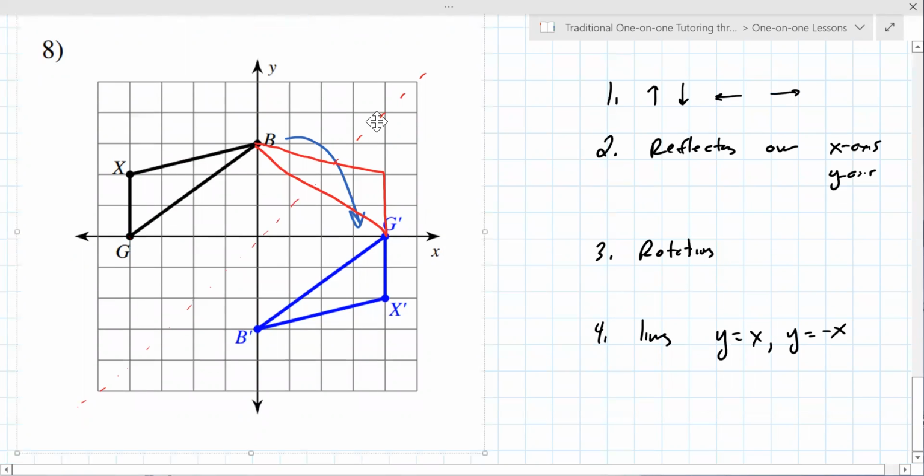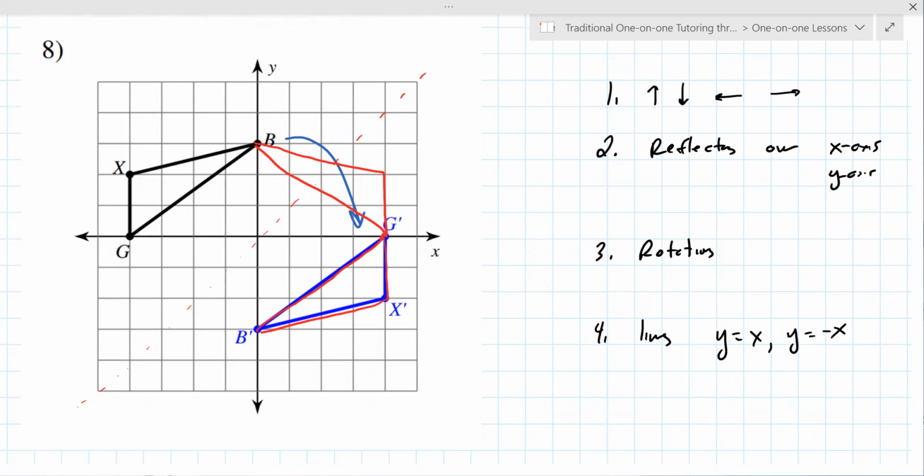I'll give you a rotation here next. Can you see how it goes over the y-axis and then the x-axis? Now, could it go the other way? Could it go over the x-axis and then the y-axis? Yes. So sometimes you can vary the order.